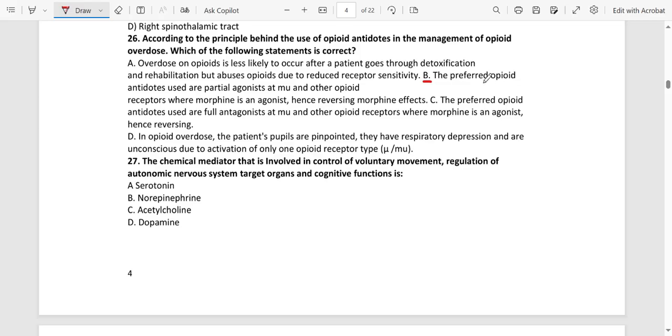B is saying the preferred opioid antidotes are partial agonists at mu and other opioid receptors, where morphine is an agonist, hence reversing morphine effects. C is saying preferred opioid antidotes are full antagonists at mu and other opioid receptors, where morphine is an agonist, hence reversing. D is saying in opioid overdose, patients' pupils are pinpoint, they have respiratory depression and are unconscious due to the activation of only one opioid receptor. Which one do you think is the answer here?